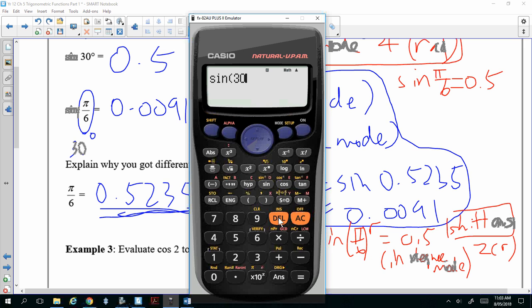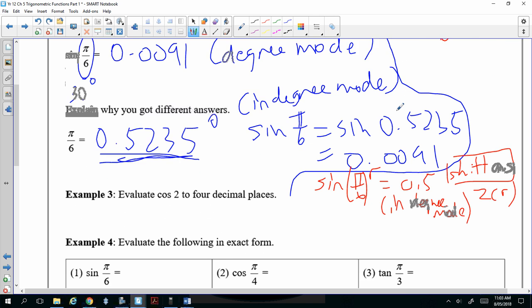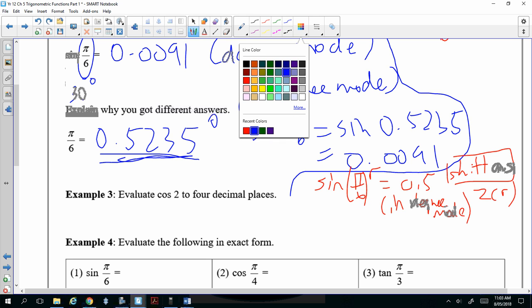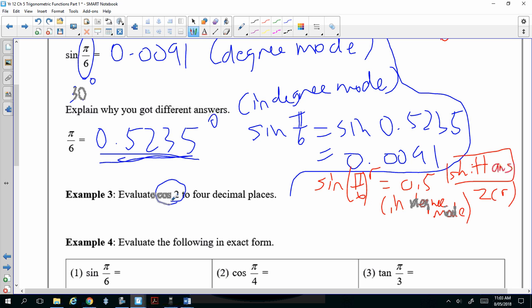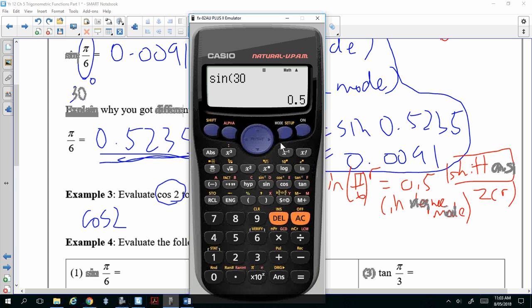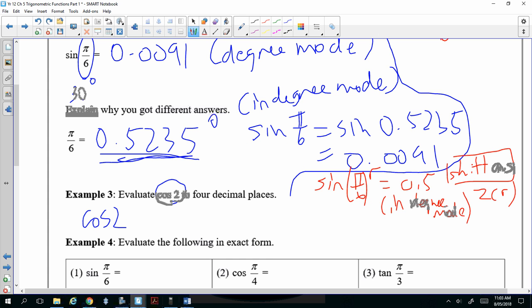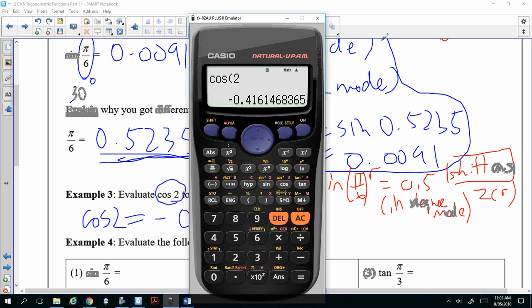Okay, all right, so let's calculate this. Example 3, cos 2. Now, cos 2 doesn't have a degree symbol, that's in radian. So what you need to do is just put your calculator in radian mode, shift mode 4, and press cos 2. You get negative 0.4161, correct to 4 decimal places. Okay? Or you can do, that's in radian mode.